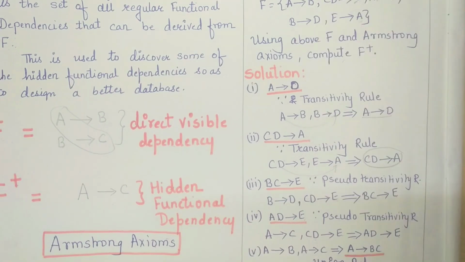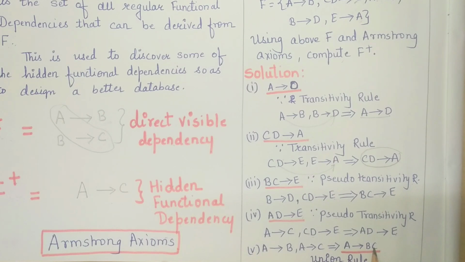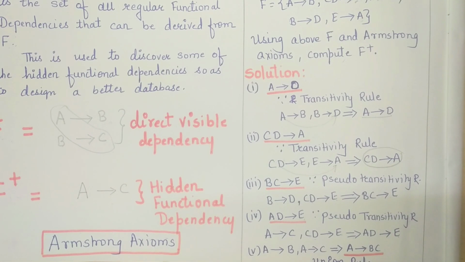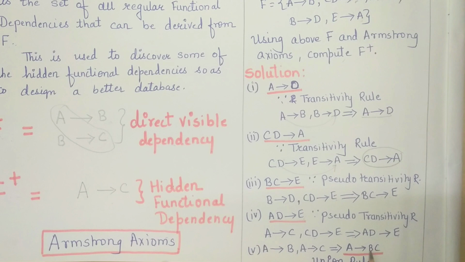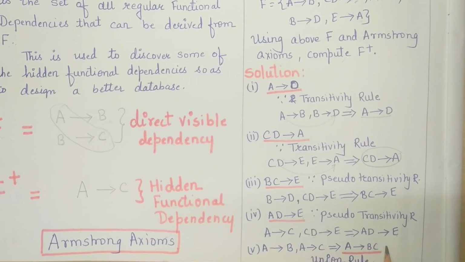Now next we got A determines BC. A determines BC is added into the closure set of functional dependency. How did we get this? With the help of the union rule. A determines B, A determines C, then A determines BC is a valid functional dependency.